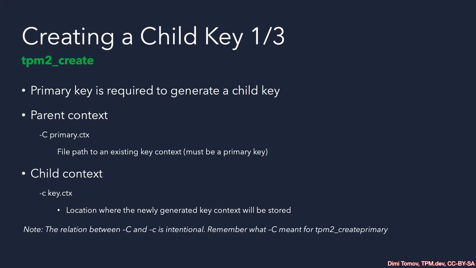Now that we have a primary key, we can generate a child key. For that purpose, we have another easy-to-guess tool named tpm2_create. This tool takes the parent context, which is no longer the hierarchy, but the primary context of the primary key, and it comes with a capital C. Then we have the child context, which will be the output, the result of our operation of the TPM key.